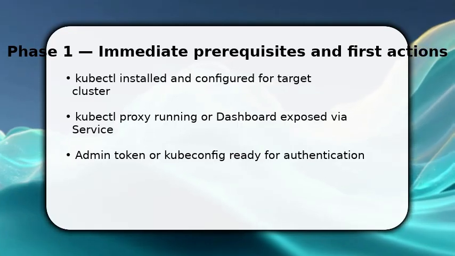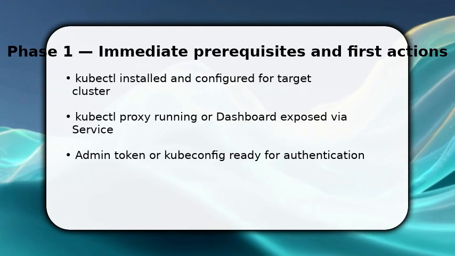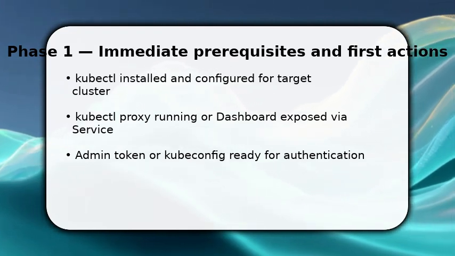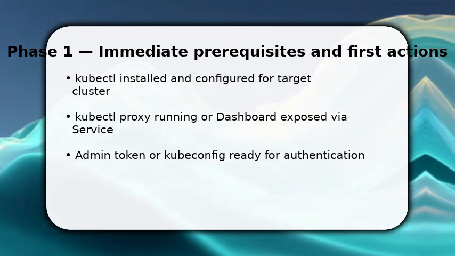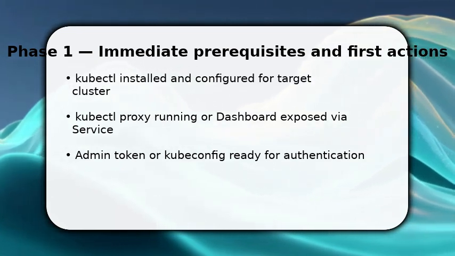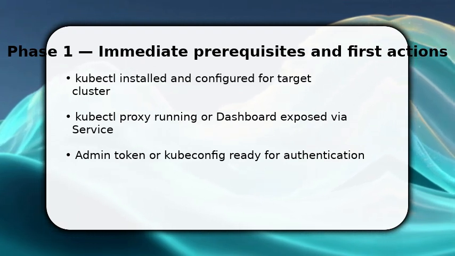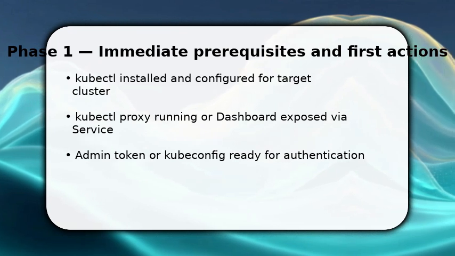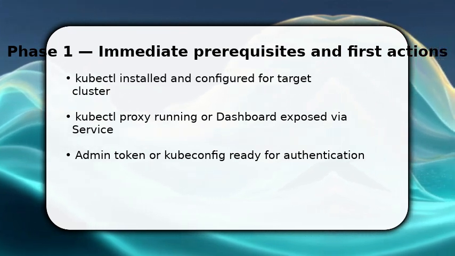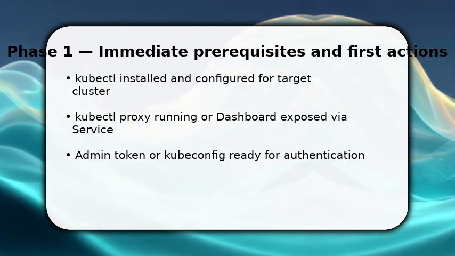You start by confirming prerequisites. Kubectl points to the correct cluster, and you have an admin token or kubeconfig. Once ready, deploy the official dashboard manifest if it's not present, and then run Kubectl proxy. This creates a secure localhost tunnel. You do this because the dashboard prefers authenticated access over a direct public endpoint.